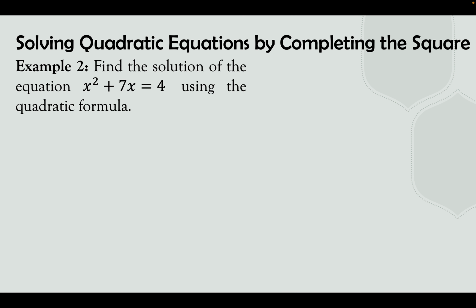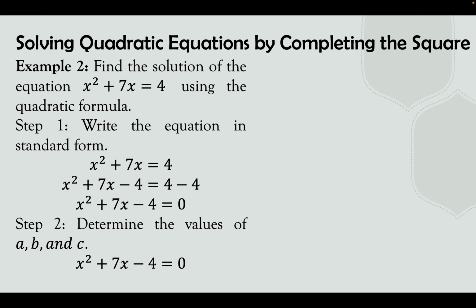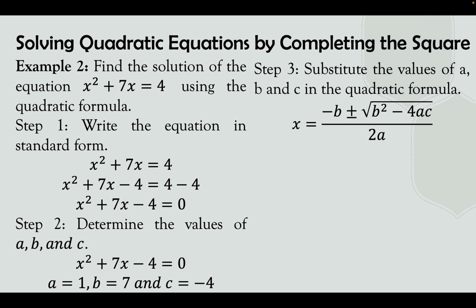Example number 2. Find the solution of the equation x squared plus 7x equals 4 using the quadratic formula. So we need to write this one into the standard form. So we need to subtract both sides by 4. So we have now x squared plus 7x minus 4 equals 0. Determine the values of a, b, and c. We have a is 1, b is 7, and c is negative 4.